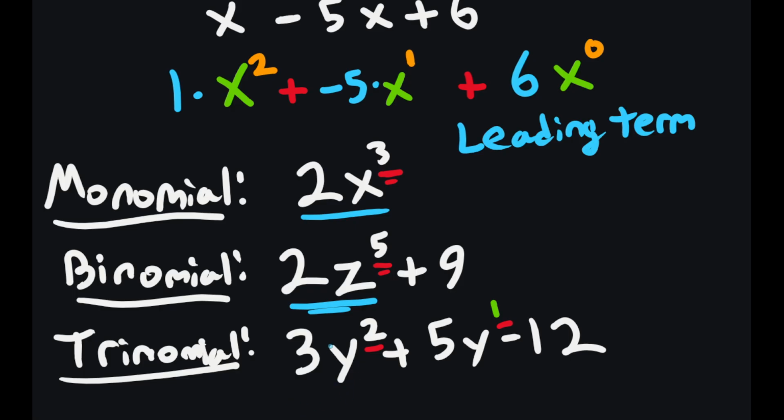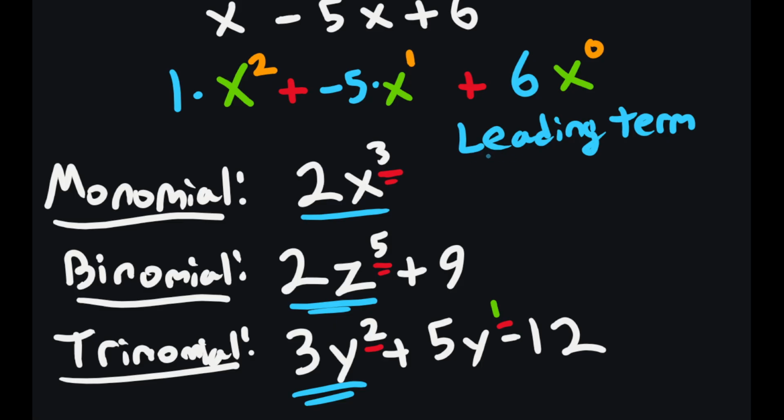And in this trinomial down here, which one is the leading term? Remember, there's three terms. There's the 3y squared, 5y to the first, and negative 12. Which one has the highest exponent? That would be the 3y squared, because it has a variable with the exponent of 2. The 3y squared is the leading term.